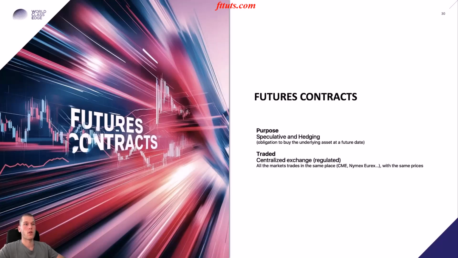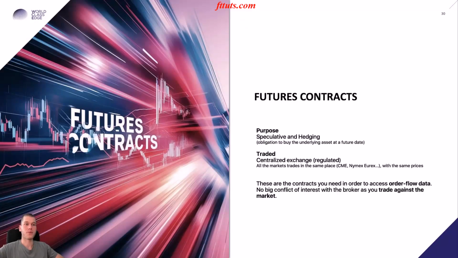So all markets are traded at the same place. It's not decentralized like different liquidity providers and different stock exchanges. There are different stock exchanges, but there is a future on the stock exchange, and that is a centralized service. So you have volume data. These are the contracts you need in order to access order flow data, because you have a centralized place.